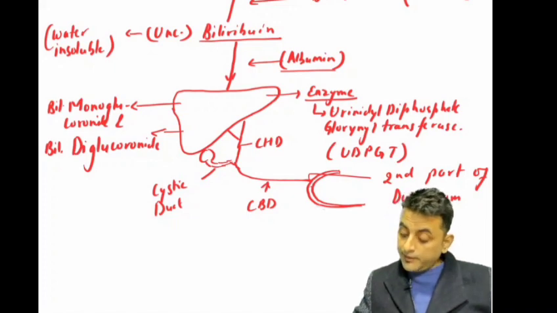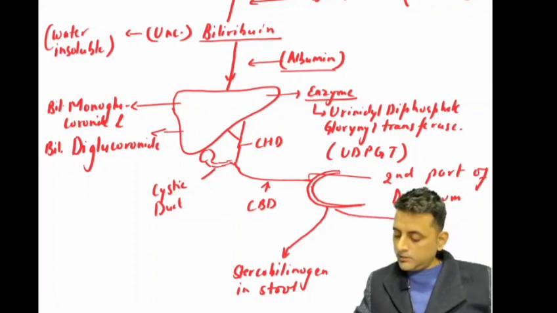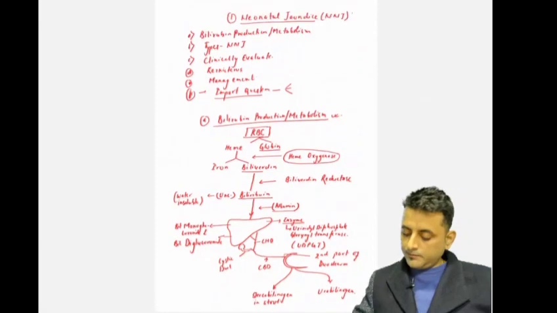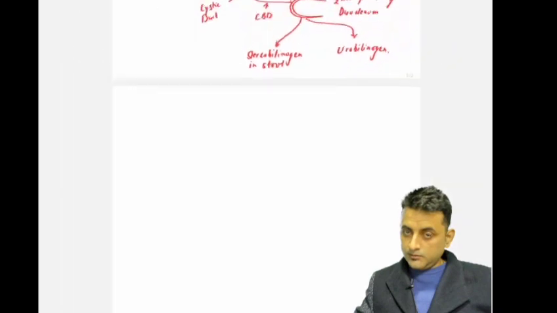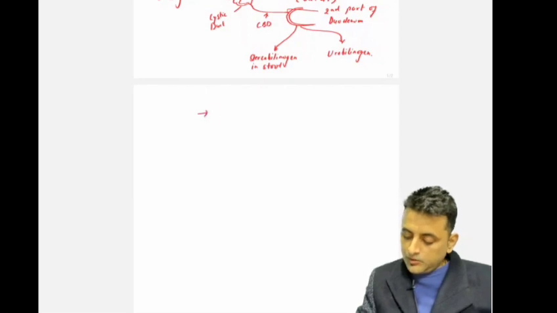From now, what happens? A part of it will go to the gut and be excreted as stercobilinogen in stool. Some of it will go to the blood circulation, and then from the kidneys it will be excreted as urobilinogen. Am I clear? Okay. However, now some will go to the enterohepatic circulation.